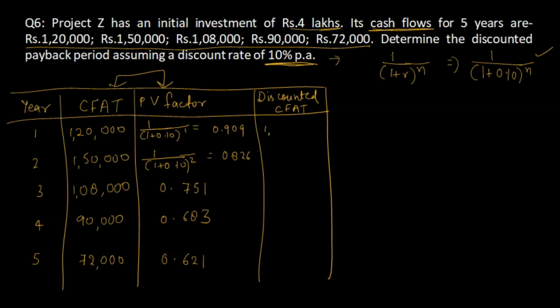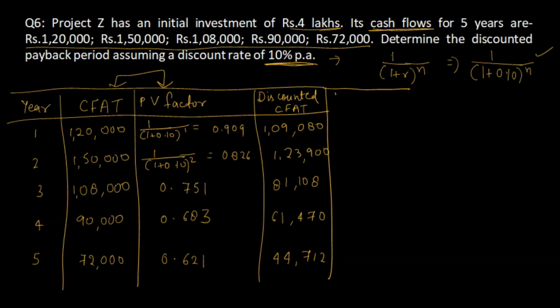So what amount will you get? This is 1,09,080. Second will be 1,23,900. Then 81,108. Then 61,470. And then 44,712. Just match your answers also.